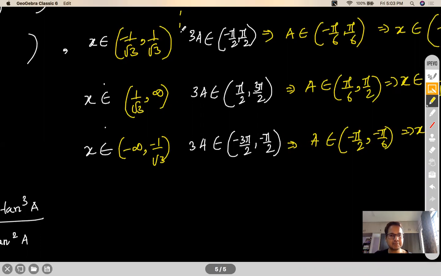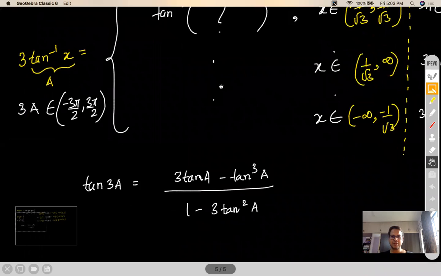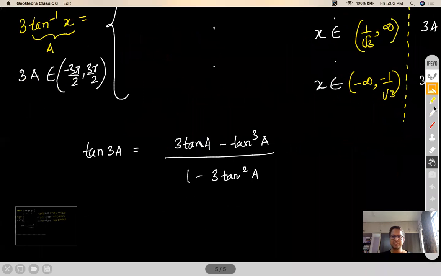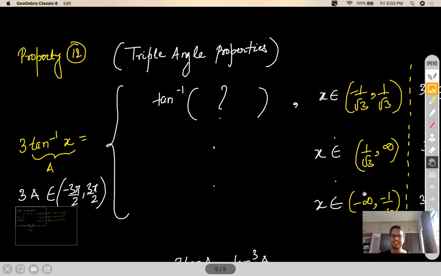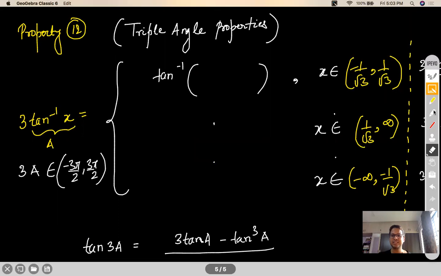Okay, I'm just putting a barricade over here so that you don't get confused. Yeah. Now, what is the result going to be? So first of all, the main question mark is very evident to all of you from this formula, that the main question mark is actually 3x minus x cubed by 1 minus 3x squared, because ultimately tan of 3a is this expression itself. So this question mark is 3x minus x cubed upon 1 minus 3x squared.